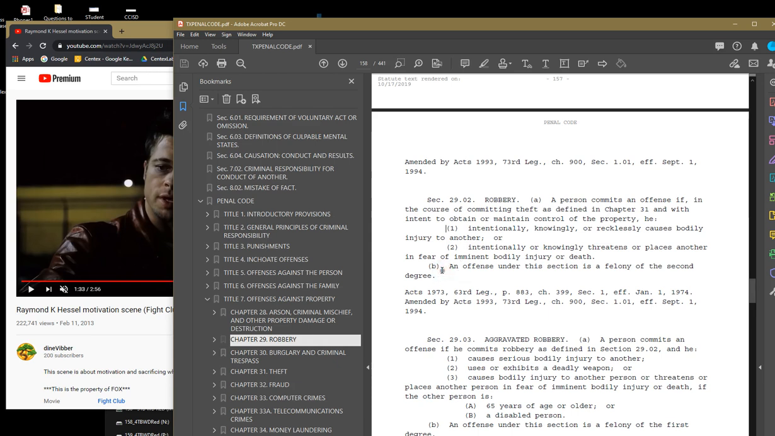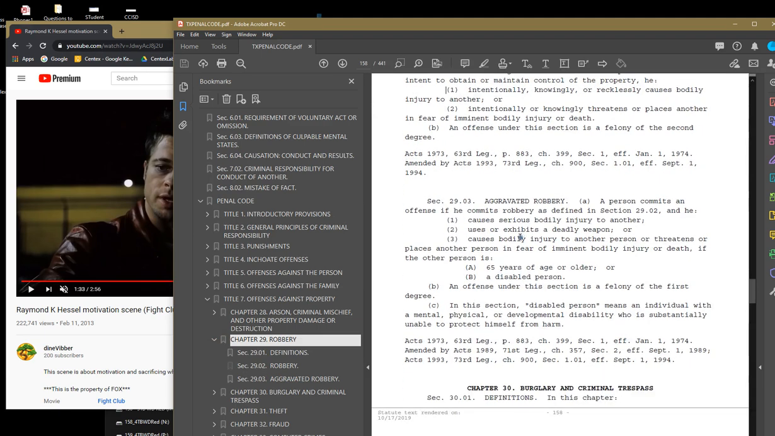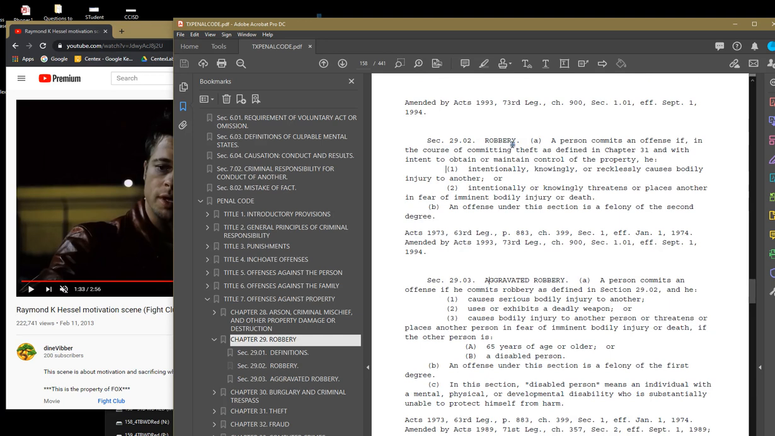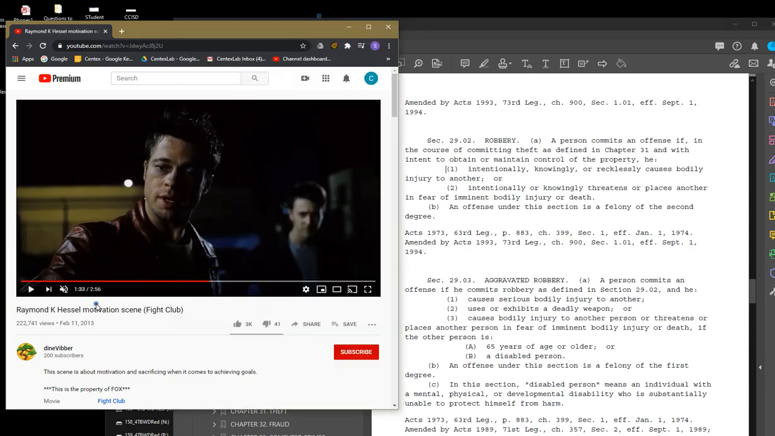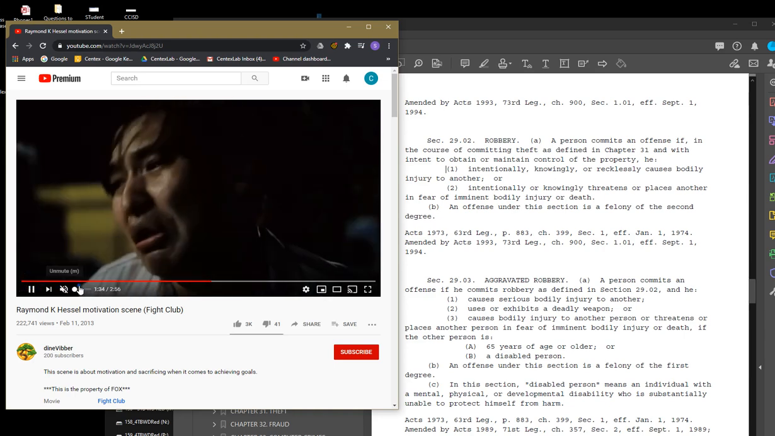Well, robbery ends right here. An offense under this section is a felony of the second degree. But when we look under robbery, we also see aggravated robbery right here under 2903. It's, matter of fact, right here, the next offense over. So whenever you see an offense and then you see an aggravated version of that offense, and you're trying to figure out what happened at a crime scene or some scenario, look at both of them. Make sure that you're not missing the most serious charge or the most serious offense committed here by Brad Pitt.